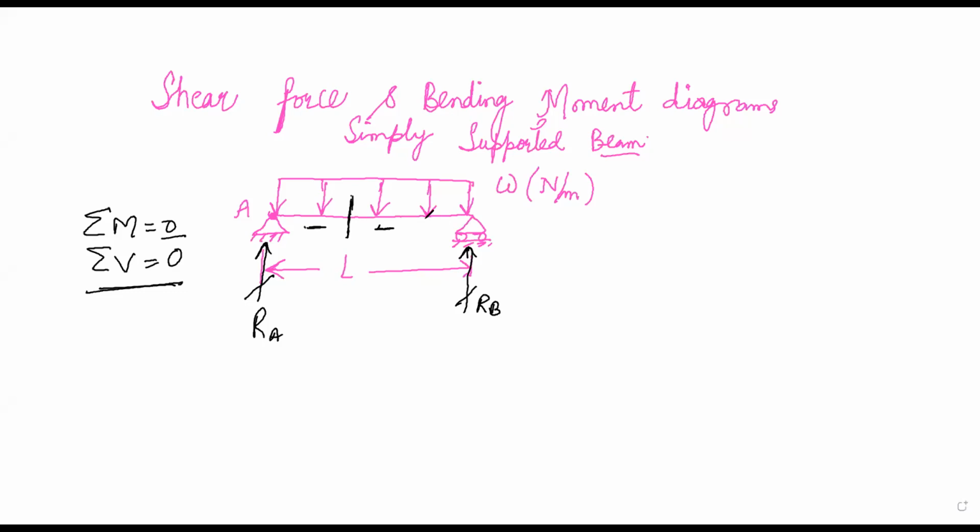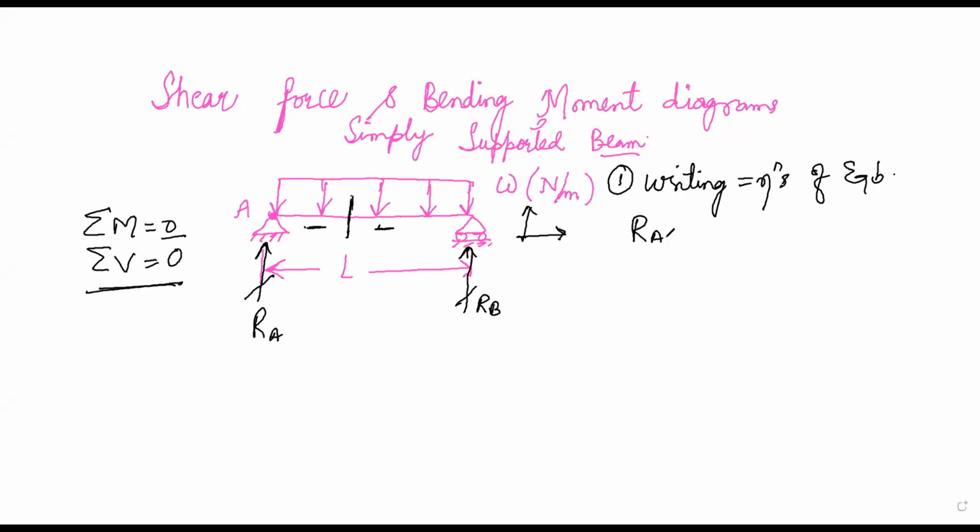The first and foremost step while you draw the shear force and the bending moment diagram is to find these reactions RA and RB. So the first step is writing the equations of equilibrium. When we write the equations of equilibrium, we treat this to be our x-axis, this to be our y-axis.